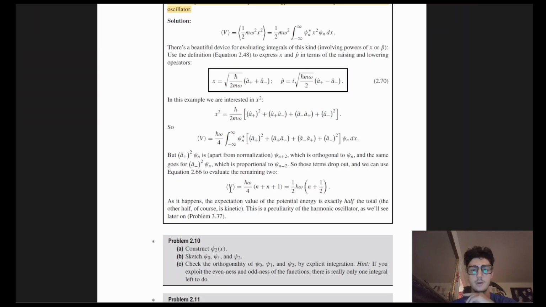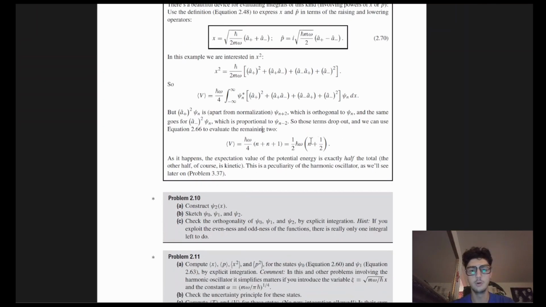So these terms drop out, and we can use equation 2.66 to evaluate the remaining 2. Boom, we evaluate it. He doesn't show it, it's left as an exercise to the reader. And we get this, which is the expectation value of this. Let's read. As it happens, the expectation value of the potential energy is exactly half the total. The other half, of course, is kinetic energy. This is a peculiarity of the harmonic oscillator, as we'll see later in problem 3.37.